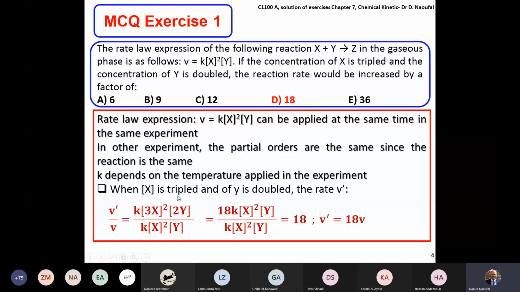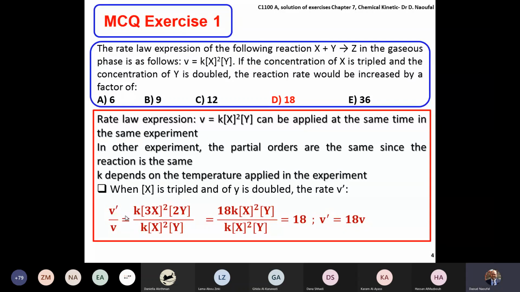Suppose the initial concentration of X is this term and the initial concentration of Y is this term. In the second experiment, we have 3X and 2Y. Okay, so you can cancel and obtain the ratio 18. So the rate of the reaction increases by a factor 18, pay attention, at t equals 0 and not at another time.